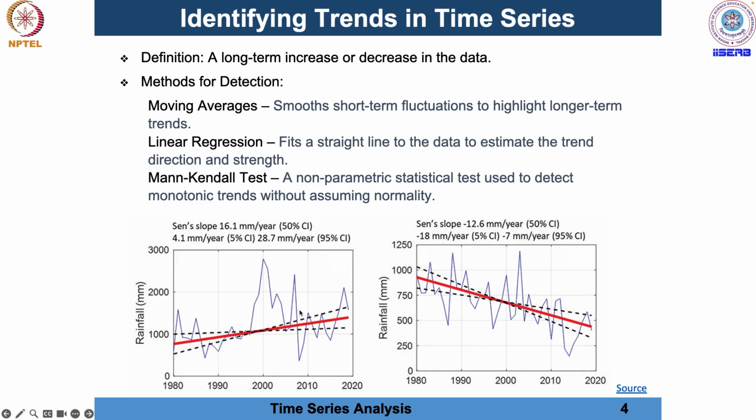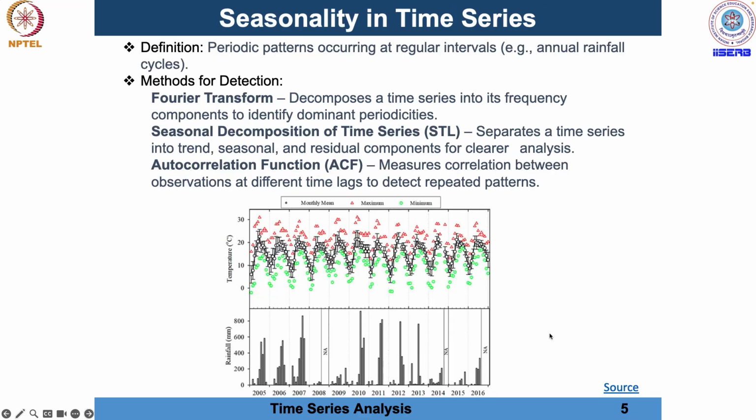So here you can see two examples where the Mann-Kendall test has been applied, and you can see the linear regression or linear line of the trend, where either this is an increasing or a decreasing trend.